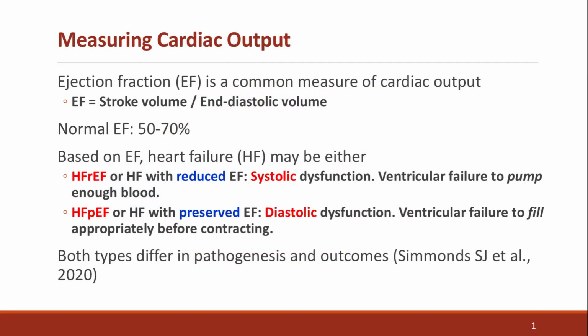Ejection fraction, EF, is a common measure of cardiac output and determines therapeutic efficacy in patients of heart failure. We may divide heart failure into two, on the basis of ejection fraction. One, with reduced EF and the other with preserved EF. The former type shows a better prognosis than the latter.